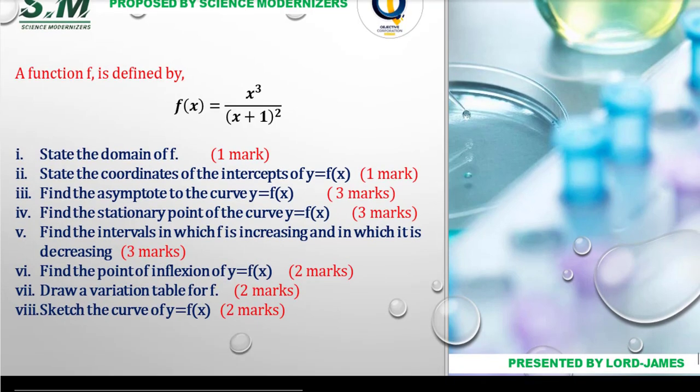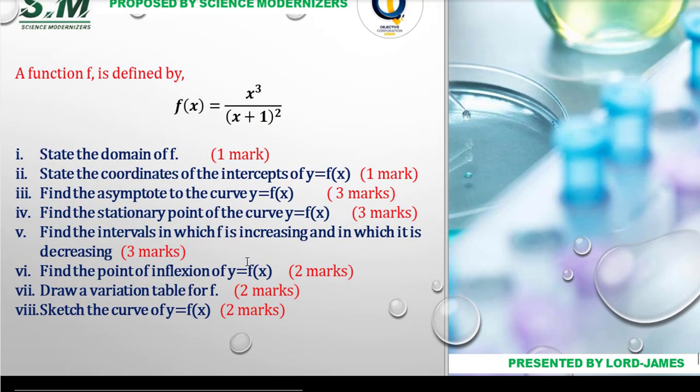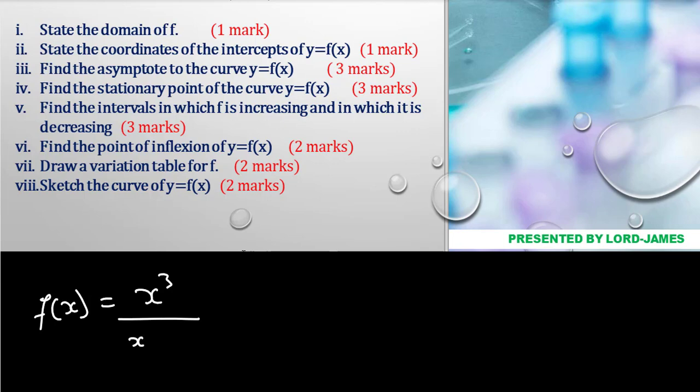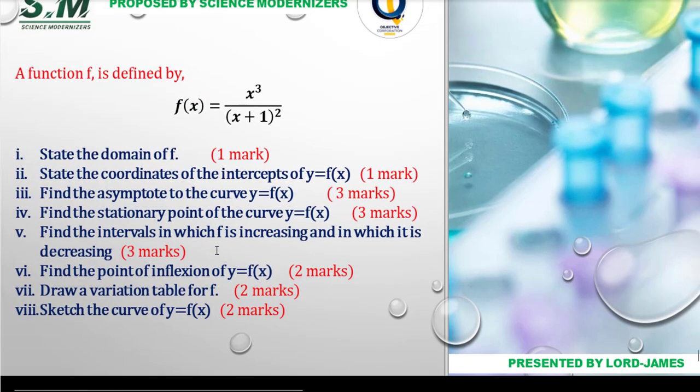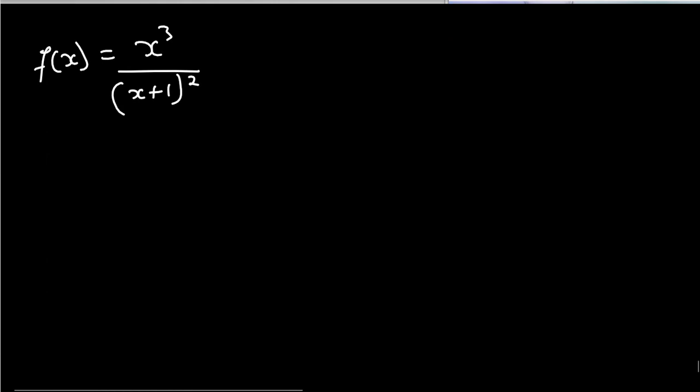Okay, so the very first thing we have is the function. So the function f of x is given by x cubed divided by (x plus 1) all of this squared. So that's the function. So the first thing is the domain. So let us begin by stating the domain of this function, Roman 1. So we are looking for the domain of f.